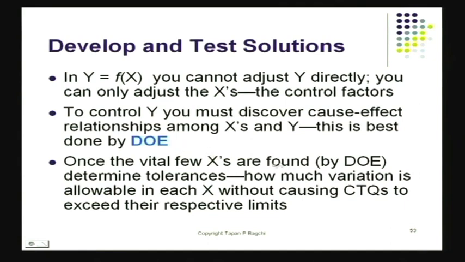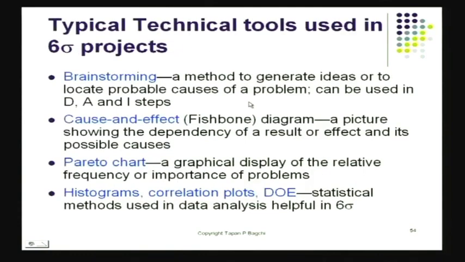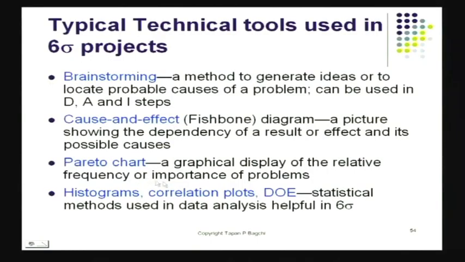And that would lead to finding the vital few x's that would have the largest impact on y, which is the gluing strength. How was that done? First of all, people did brainstorming and utilized the cause and effect diagram to identify the factors, and I showed you that. Then the Pareto chart was used to find the relative frequency of different problems. And then histograms, correlation plots, and DOE would be used to establish the relationship.